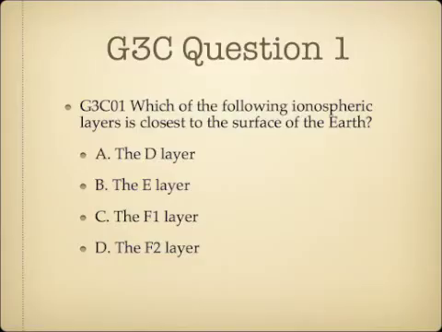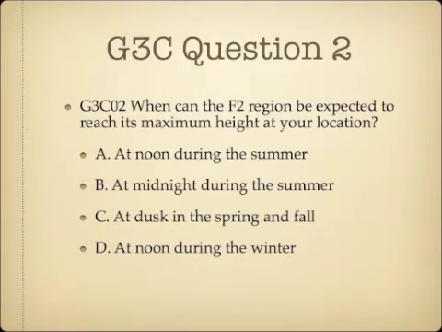Question 1. Which of the following ionospheric layers is closest to the surface of the Earth? A, the D layer, B, the E layer, C, the F1 layer, or D, the F2 layer? Question 2. When can the F2 region be expected to reach its maximum height at your location? A, at noon during the summer, B, at midnight during the summer, C, at dusk in the spring and fall, or D, at noon during the winter?